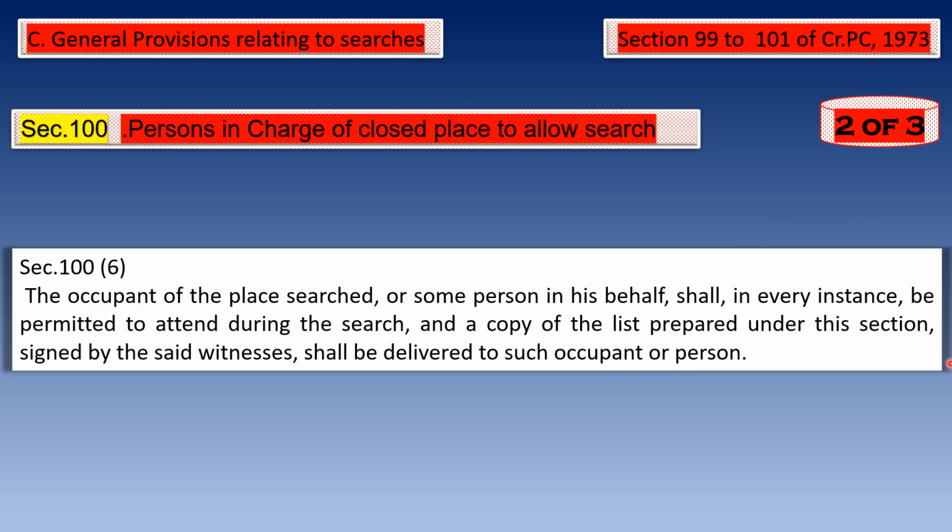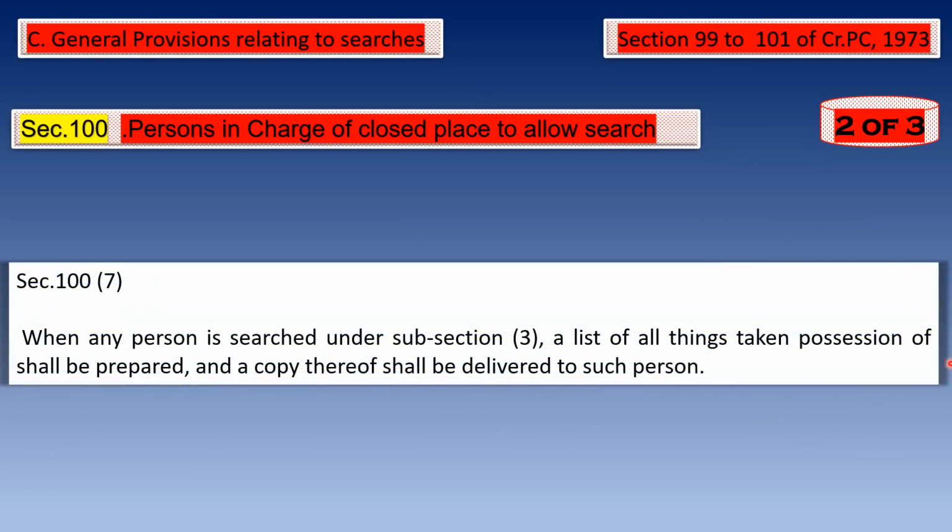Next is subsection 7 of Section 100 of Criminal Procedure Code 1973. When any person is searched under subsection 3, a list of all things taken possession of shall be prepared, and a copy thereof shall be delivered to such person. To understand this, we need to go back to subsection 3 of Section 100, in which we read that a search on a person can be done.